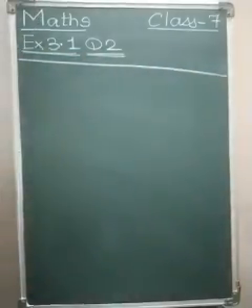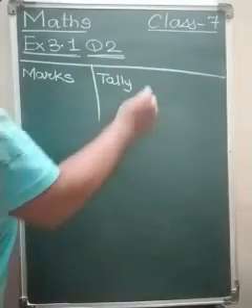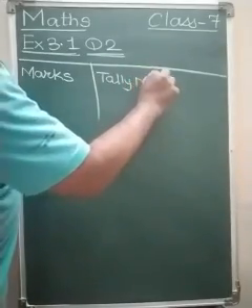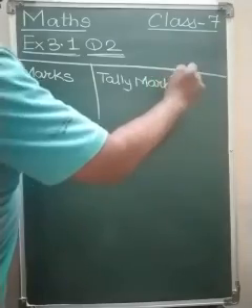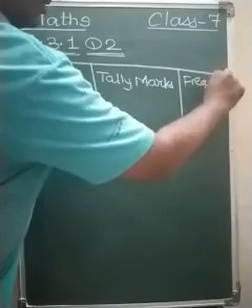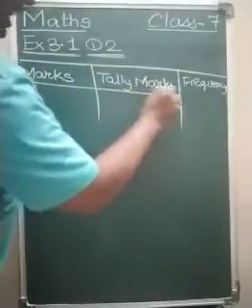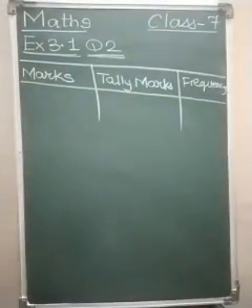Okay, since marks is given, here we write down marks. Then here we write down tally marks. And here we write down frequency. Okay, marks, tally marks, and frequency.